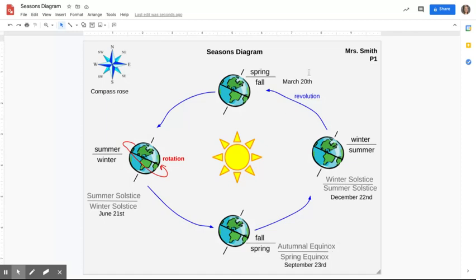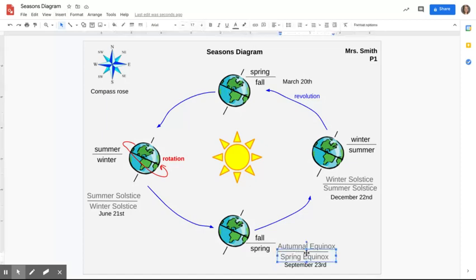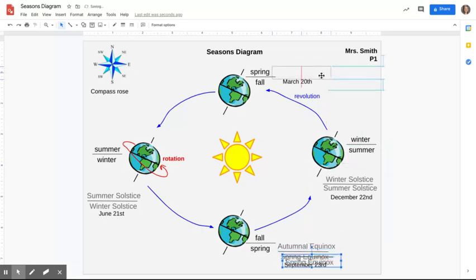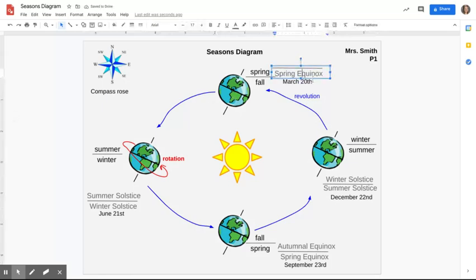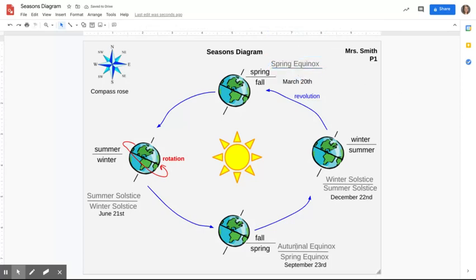So then equally up here, we have a spring equinox and an autumnal equinox. And again, we already have our date up there. That is March 20th. Our spring equinox is going to be when we have half sunlight and half darkness. And the same thing for the southern hemisphere. Theirs is going to just be the opposite. It's still equal sunlight and equal darkness, but it's taking place during fall or during their autumn.